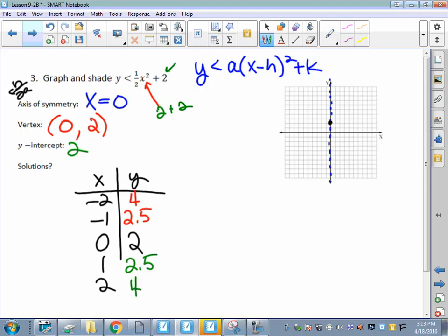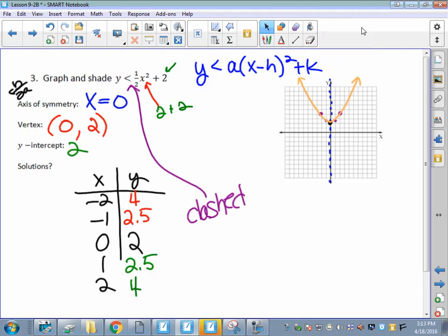When I put these dots on my graph and I connect them, am I going to use a solid or a dashed line? Solid or dashed parabola, right? That will be dashed because it's just a less than. It's not an or equal to. So I've got my vertex already on the graph, -2, 4, and +2, 4, and -1, 2.5, pretty close together, but I can make them fit. And remember, the graph should be pretty wide.